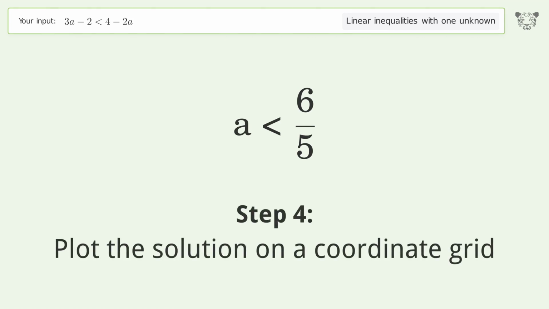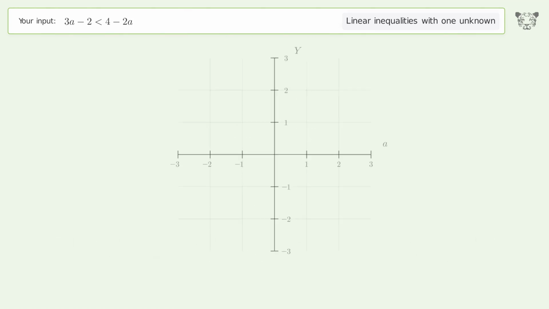Plot the solution on a coordinate grid. And so the final result is a smaller than 6 over 5 smaller than 11 over 5.